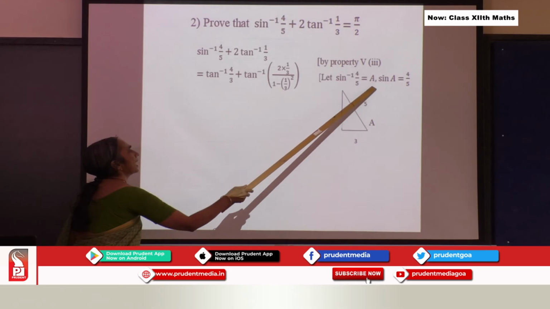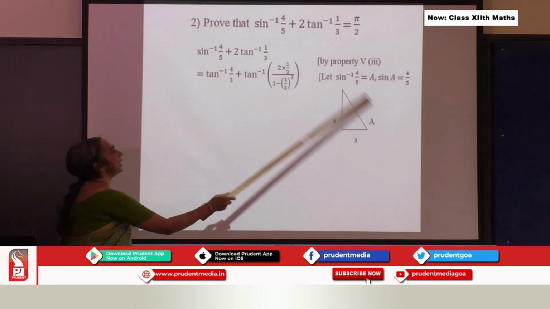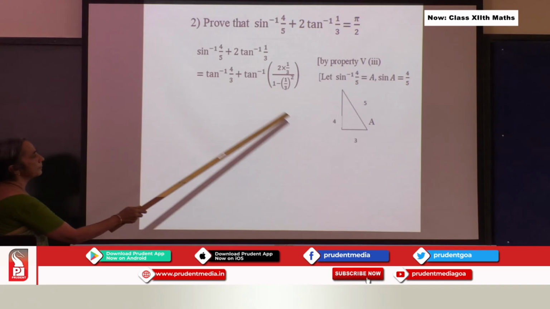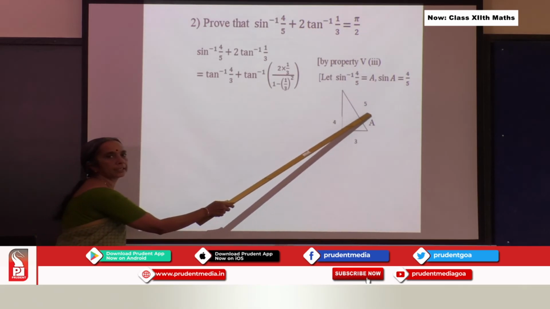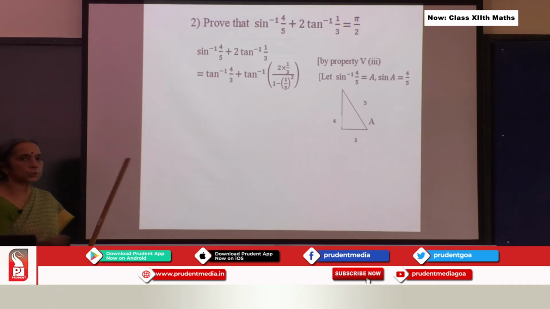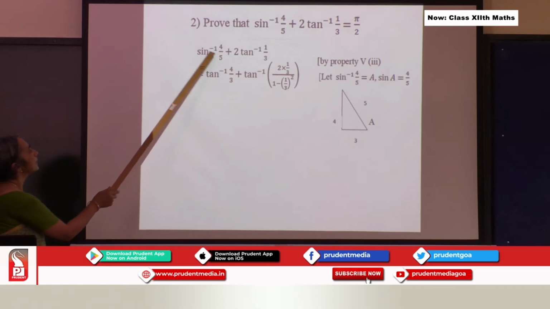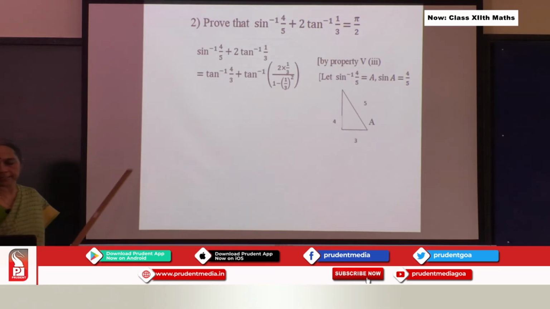I have not written that. Tan A is 4 by 3. A is tan inverse of 4 by 3. And this is a famous Pythagoras triplet, 3, 4, 5. You should know some Pythagoras triplets. So from that we are getting tan inverse of 4 by 3.